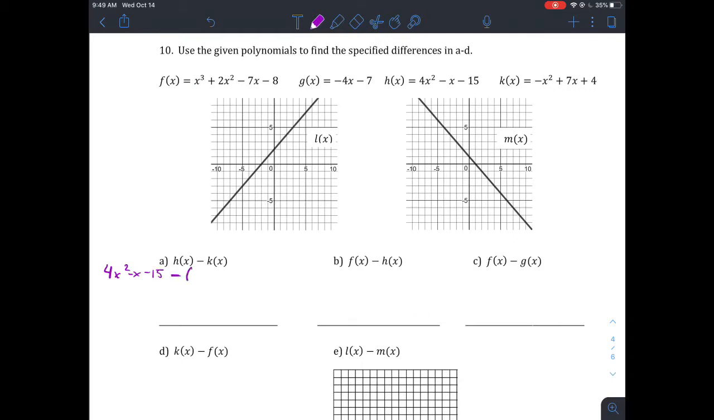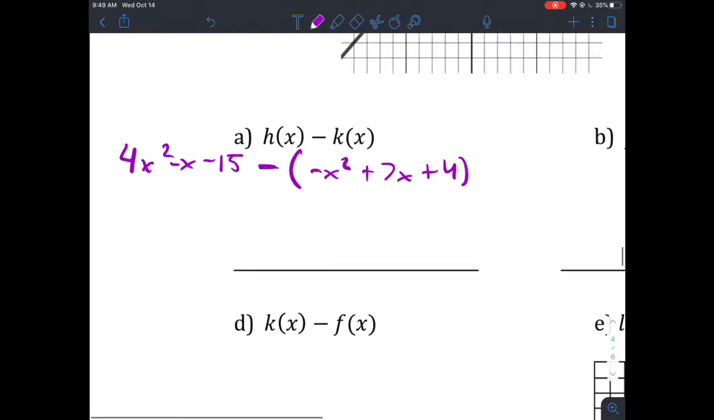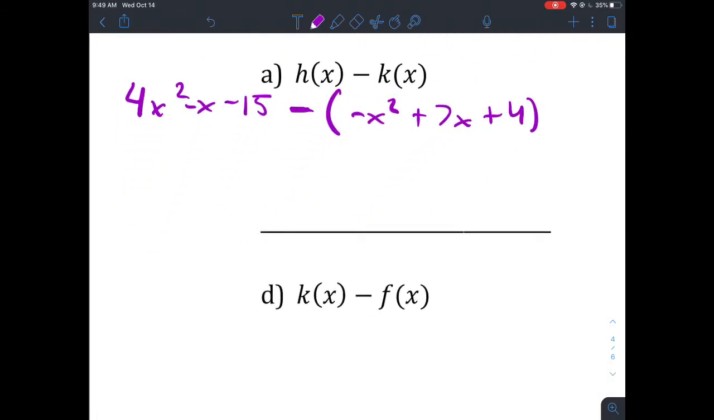Now I'm going to do minus, and notice how I'm using parentheses, minus negative x squared plus 7x plus 4. At this point, we have to distribute this negative sign to each term of that second function. That is so important, and I guarantee a lot of you are going to struggle with this. So you have to pay super close attention when you are subtracting polynomials. You have to distribute this negative sign to every term of that second function.